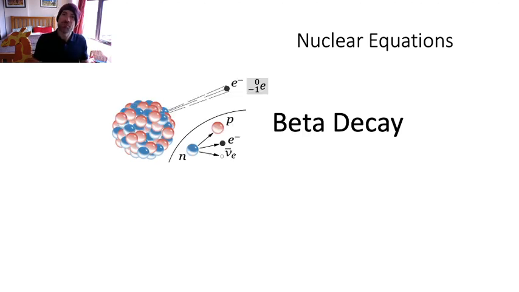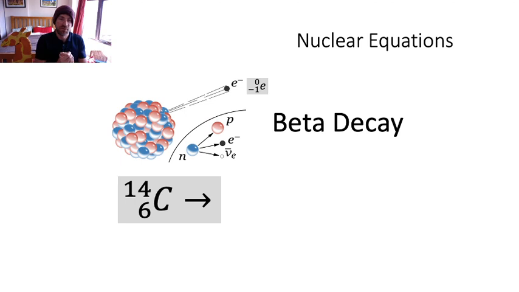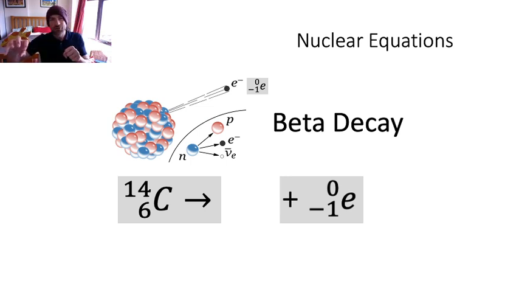Okay, what about beta? Beta is an electron. This time we won't have radon, we've got carbon. Let's say carbon 14. So we've got 14 particles in the nucleus, 6 of which are protons. And we give out an electron this time. When it gives out an electron, it doesn't change the total number of particles in the nucleus. So the total number stays at 14.